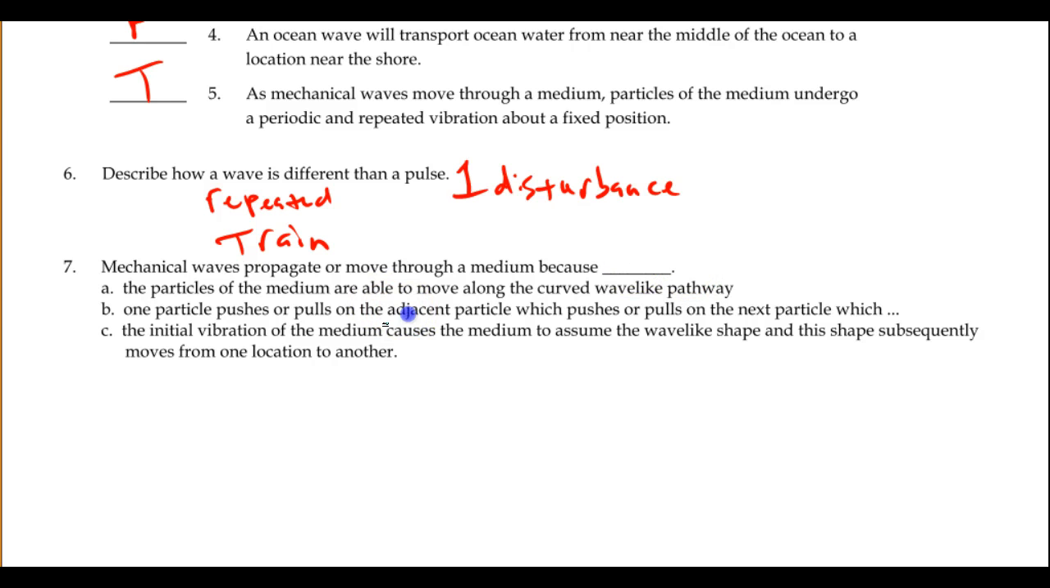Mechanical waves need to propagate through a medium, stuff. The reason they do that is the interaction of the particles. One particle pushes or pulls on the adjacent particle, which then pushes on the next one, and each individual particle does not displace itself, but the energy of the wave moves along.